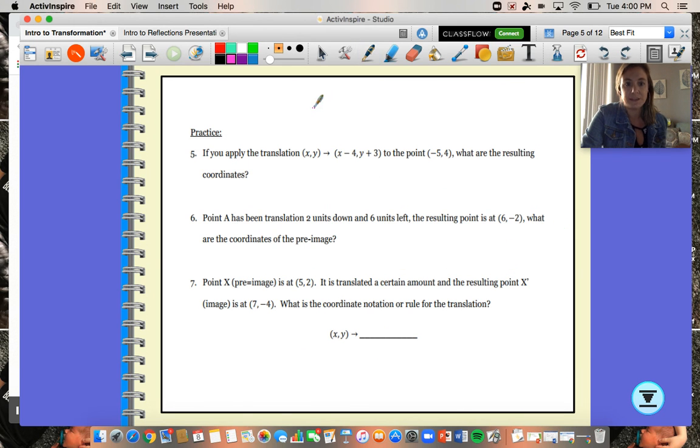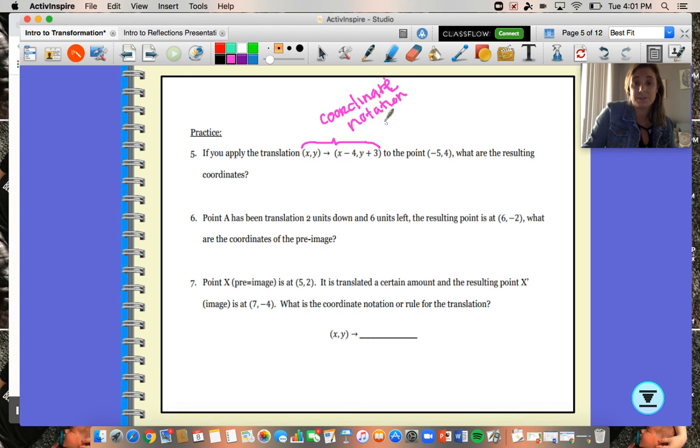So I'm going to do these. I have a variety of practice. I'm going to start with these 3. If you apply the transformation, x minus 3, so this is called a coordinate notation. And sometimes it's called a function rule. Sometimes it's just called a rule, right? That's what this is referring to. And notice I did the entire thing. I'm not throwing out that x, y. It's important. I want to know where it started and where it's going.